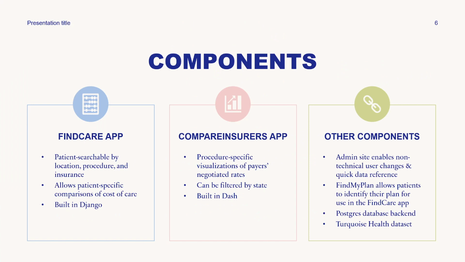So let's talk about the two primary components, and then a few other small ones. The first one is the Find Care app. This is the primary portion of my project, at least in terms of what is showing on the front end. It allows patients to search by location, procedure, and their insurance information in order to find what hospital systems offer a colonoscopy. Of those, which ones are near me? Of those, which ones cost the least according to my insurance plan?